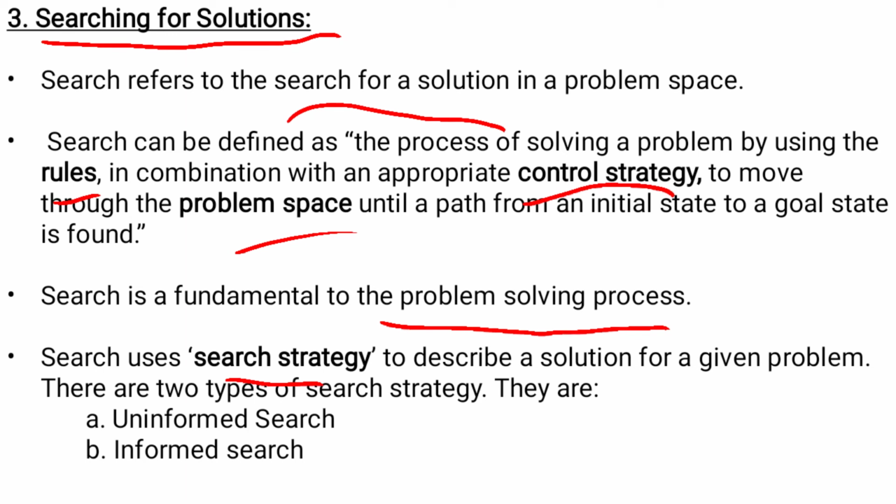Then what do you mean by search strategy? Search strategy means for solving different kinds of problems, an agent makes use of different strategies to reach the goal by searching the best possible algorithm. This process of searching is known as search strategy. This search strategy has two forms: one is uninformed search and the other is informed search.